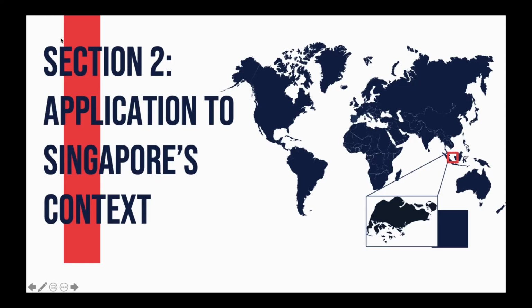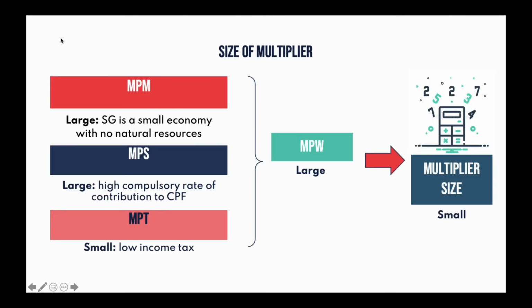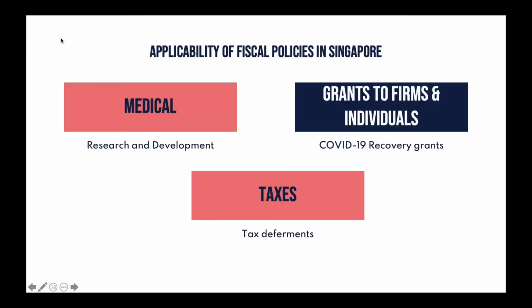Now we will be talking about the application of the policies to Singapore's context. First, we need to talk about the multiplier size. Singapore has a large MPM because it is import reliant, and it also has a large MPS because of the high compulsory rate of contribution to the CPF, so it has a very small multiplier size. These are the fiscal policies that we'll be covering in Singapore's context.